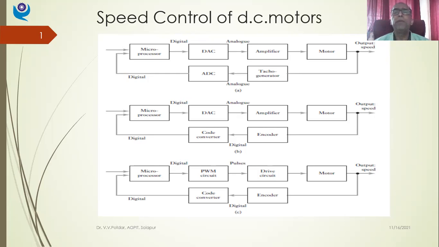Today we'll see some of the speed control aspects of DC motors, and as you know, these motors will be used as drive elements or actuator elements in various mechatronic devices. So particularly three types or three modes of speed control we will be studying.